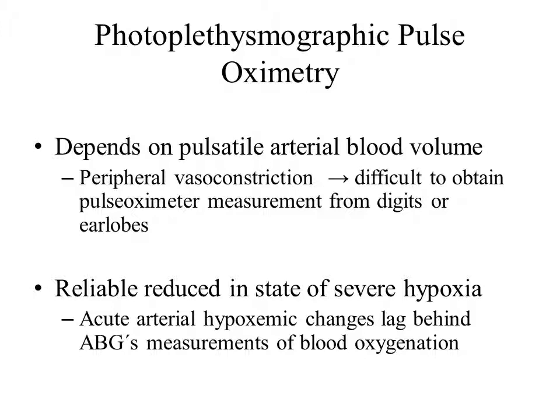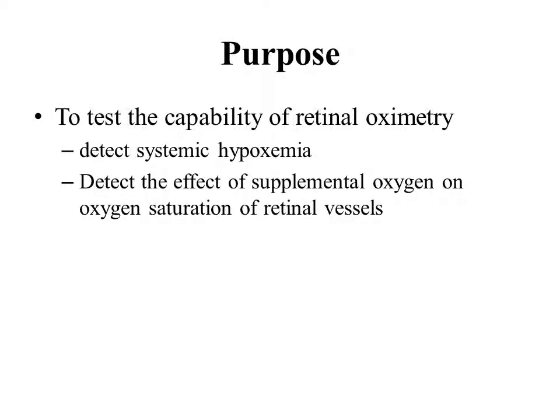During severe hypoxia, the pulse oximeter measurements also become less reliable, and acute arterial hypoxemic changes lag behind arterial blood gas measurements of the blood oxygenation. So our purpose was to test the capability of the retinal oximetry to detect systemic hypoxemia and to detect the effects of supplemental oxygen on oxygen saturation in retinal vessels.